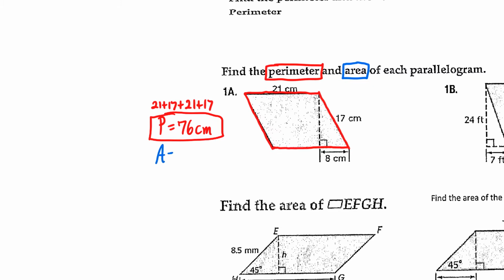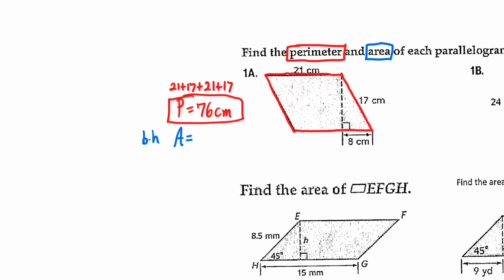Okay, now we want to find the area. And to find the area, I need base times height. So what is the base of this parallelogram? 21. Good, it's 21. Right, we already know that's 21. Times, what's the height? Okay, and 17 is not the height. 11. Okay, the height is this right here.